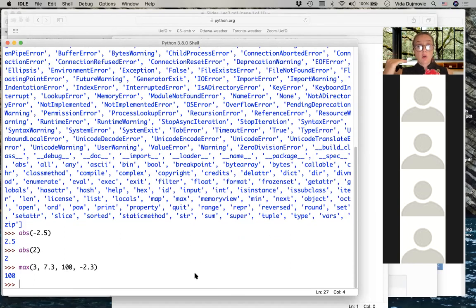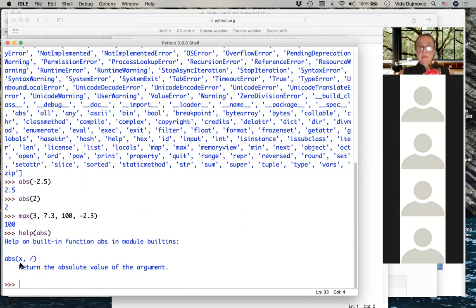But again, you don't have to guess. You can ask for help pages of this function. You can say, help, tell me what ABS does. It tells you that this is a built-in function and that you have to give it a value here. This X is a value, and then the function will return the absolute value of the argument. We're gonna get to what argument means, but just think of it as value. You give it a value.